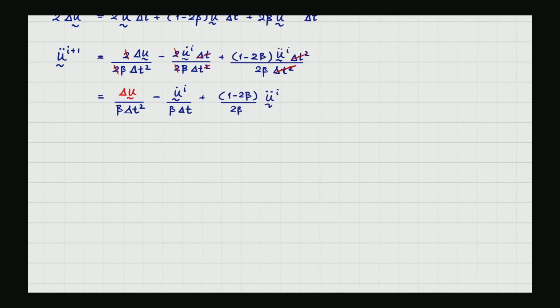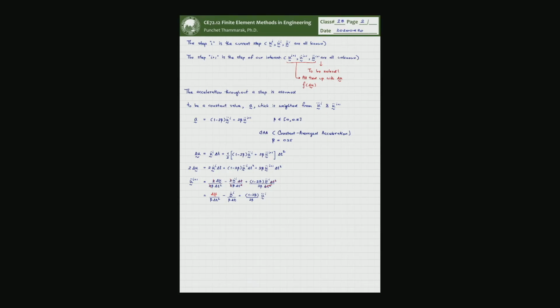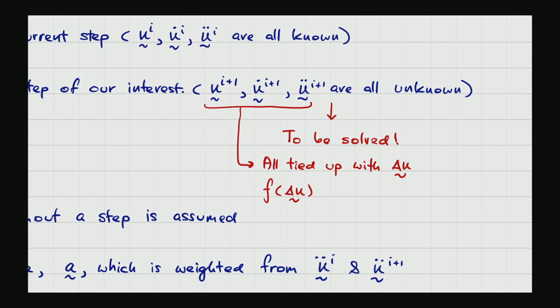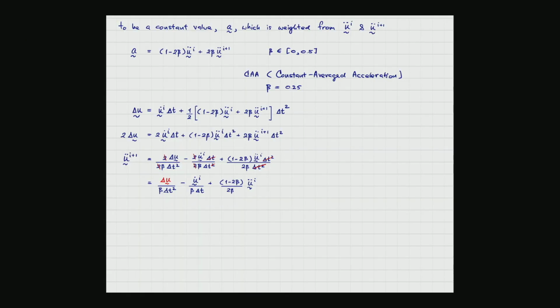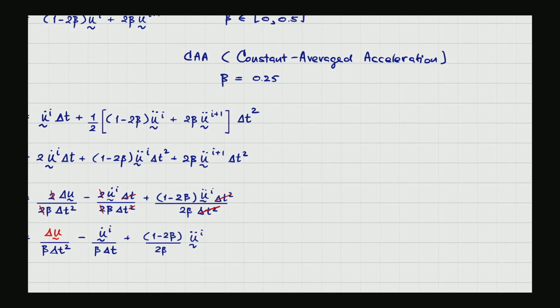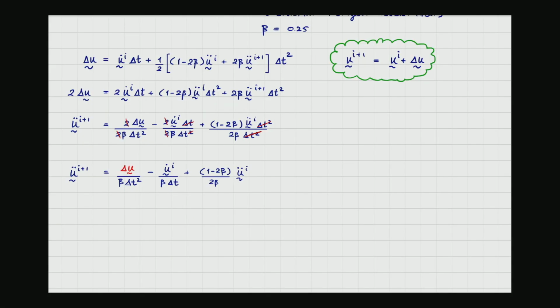Now you have another thing that is not yet resolved, which is the u dot I plus 1. For u I plus 1, it is very easy. u I plus 1 is equal to u I plus delta u. That's it. This is the easiest one. Okay, this is the second one.